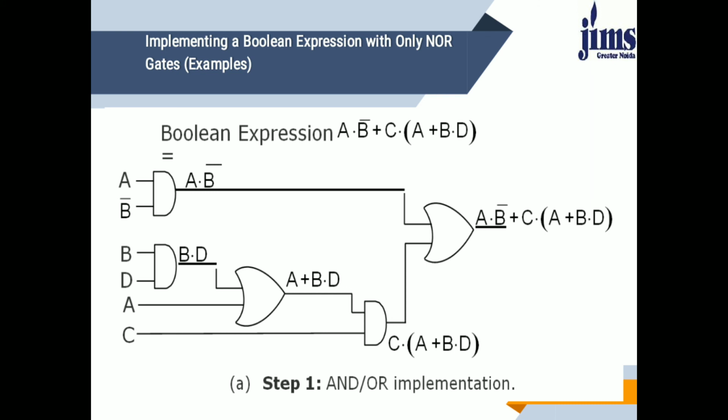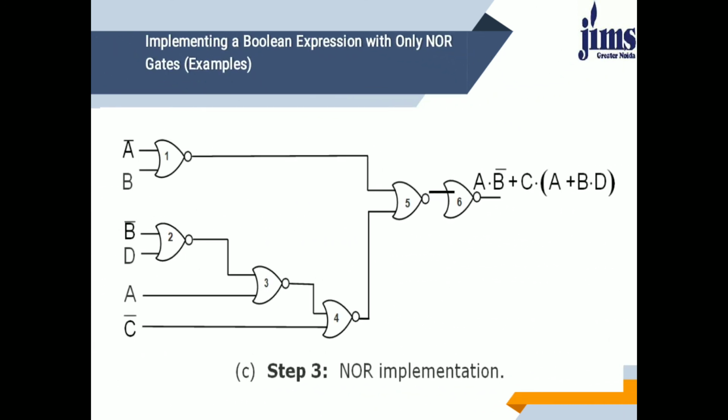into A plus B. So first we need to draw it with basic gates, so it is drawn here. Now we need to replace each basic gate with its equivalent NOR gate. So I have represented it here, and I have also removed all the cascaded NOR gates.